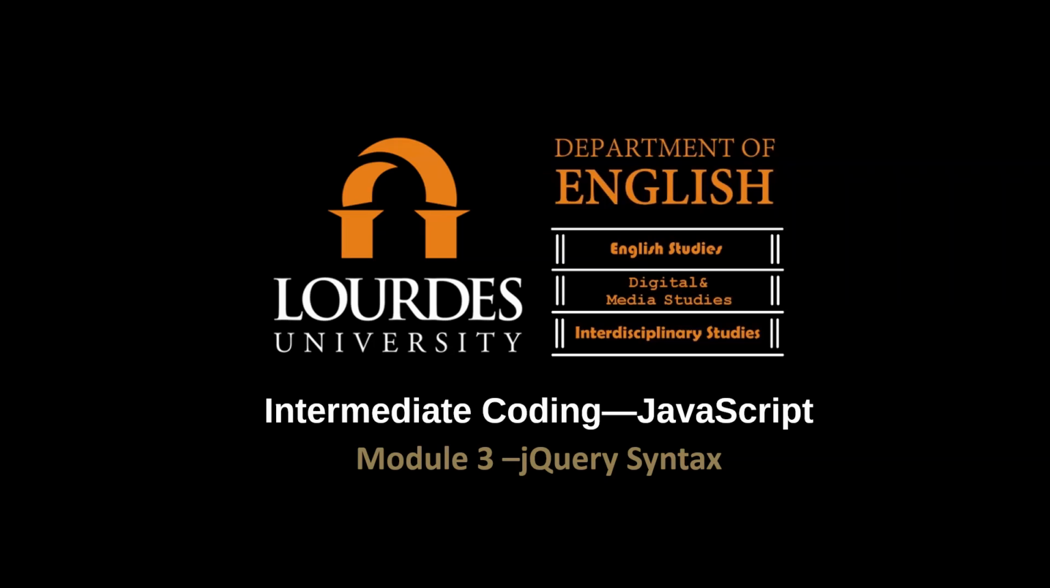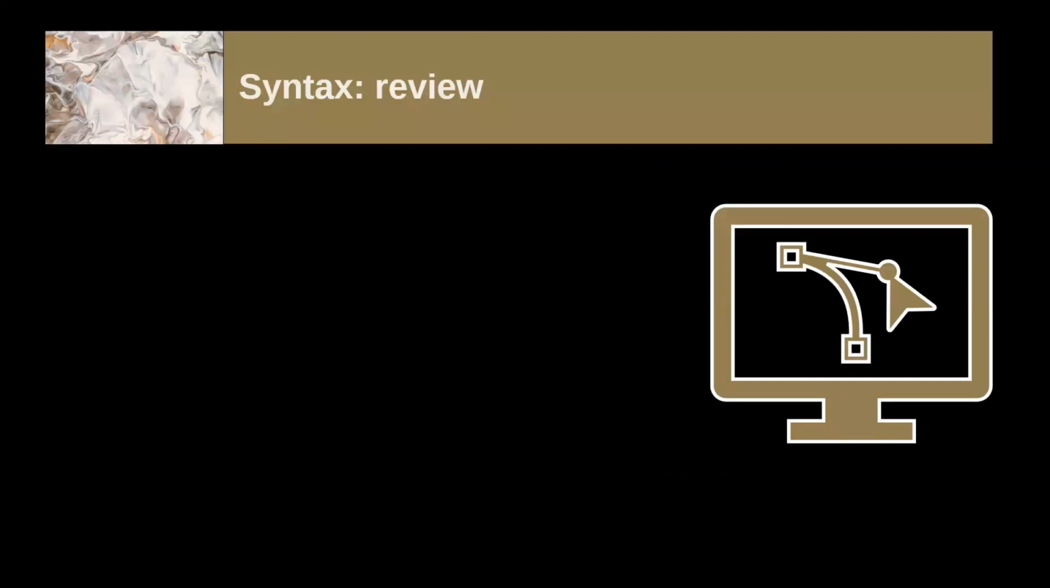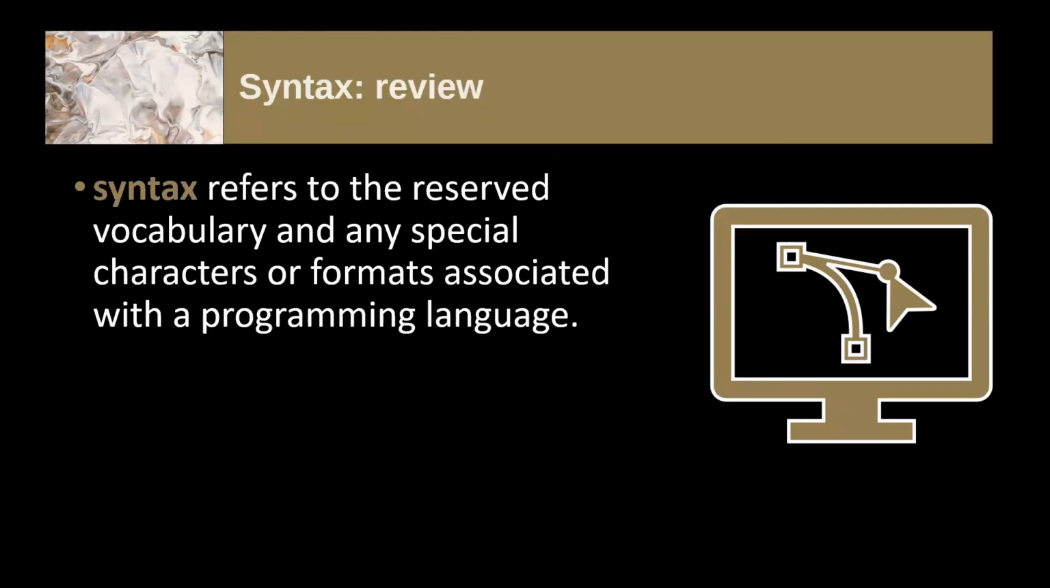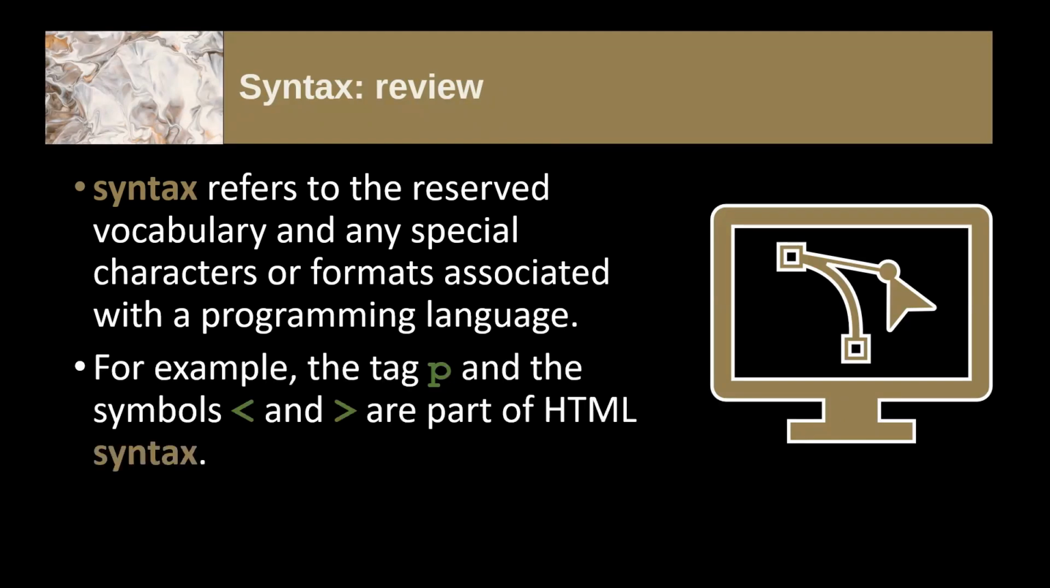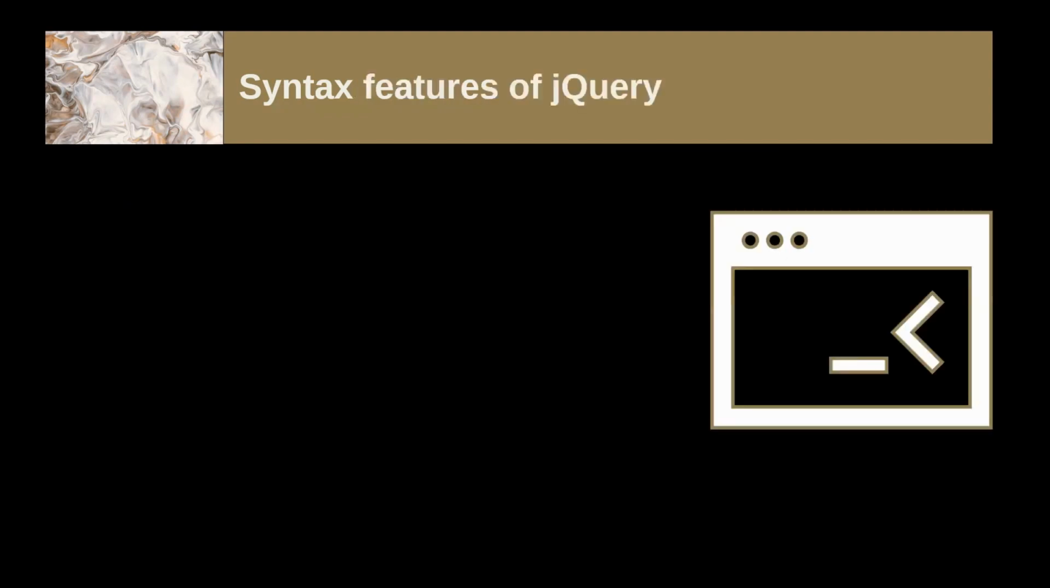In this video, we're going to talk about some of the basic elements of jQuery syntax. Just to review, syntax is the reserved vocabulary and the special characters or formats that are associated with a programming language. For example, the P tag and those open and close caret symbols are part of HTML syntax that you use all the time.